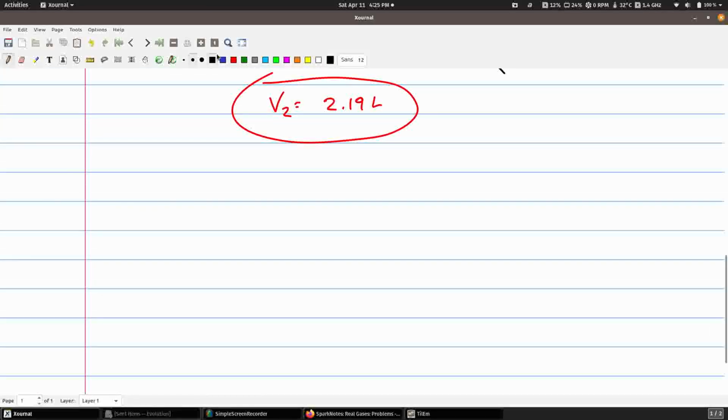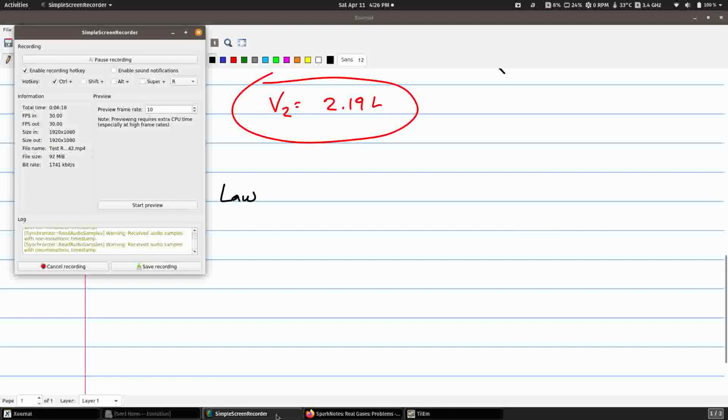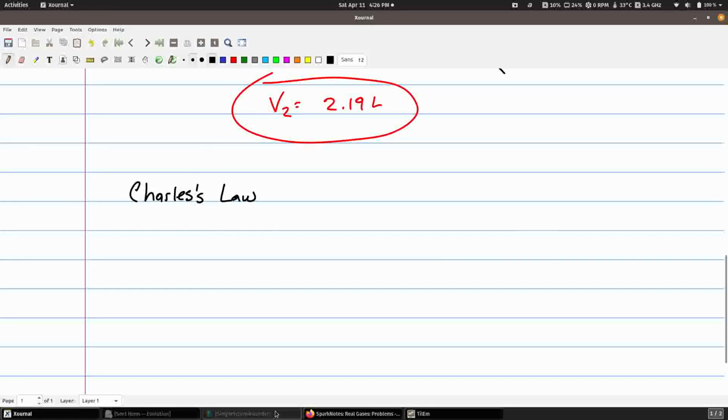Okay, so now we're going to move on to Charles's law. Let me see what I'm doing on time. Okay, I'm good. So Charles's law, so you have the volume of a given ideal gas at constant pressure. So your keyword, constant pressure.